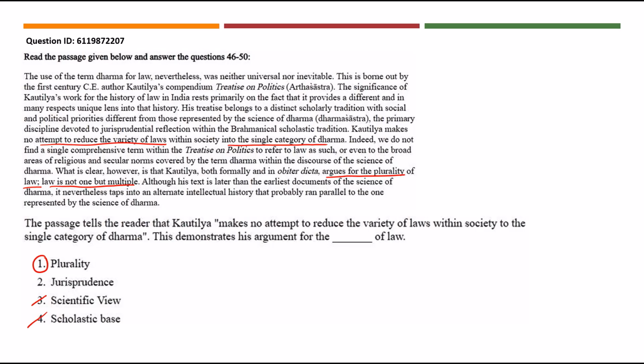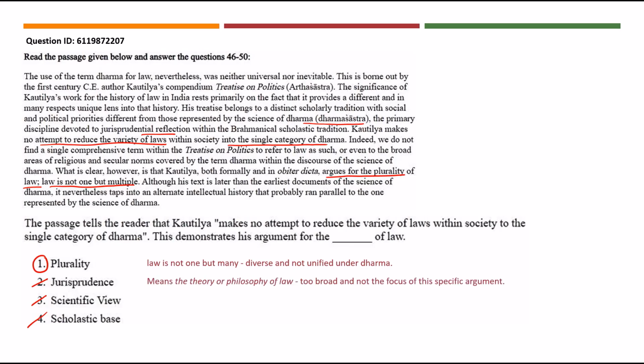What is jurisprudence? Jurisprudence reflection within the Brahmanical scholastic tradition is actually the explanation of Dharma Shastra and not Artha Shastra. It is not talking about Kautilya's work, so we will even rule out option 2. Law is not one but many, diverse and not unified under dharma is what they say, that is plurality. Jurisprudence means the theory or philosophy of law. This is too broad and not the focus of this specific argument.